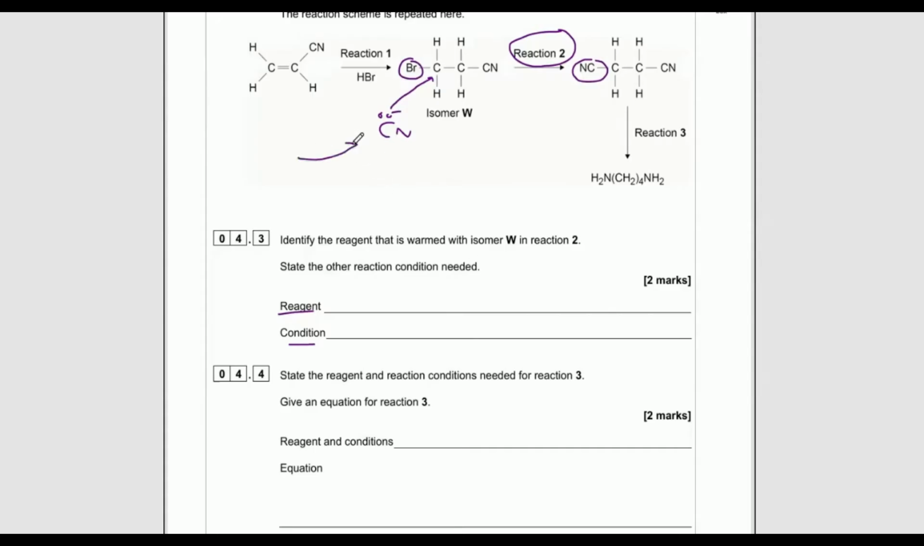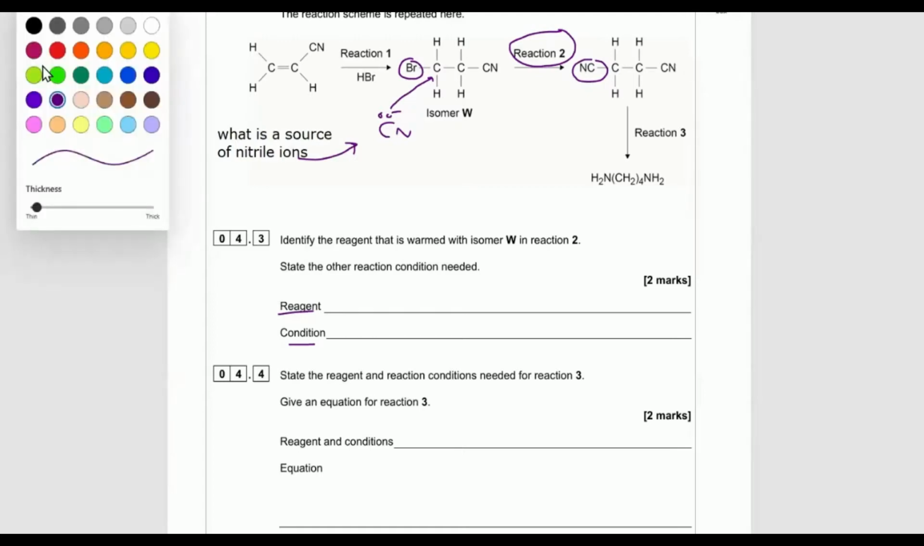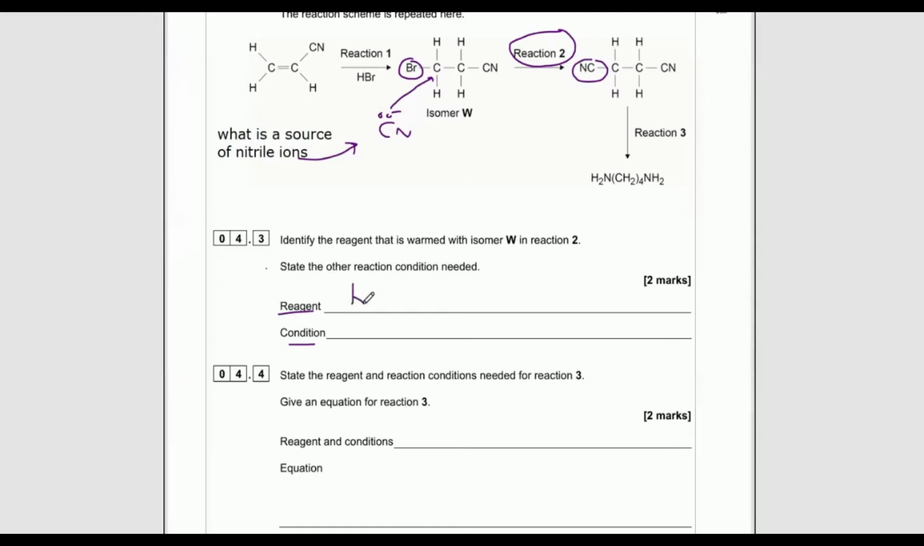Now, what is a source that you know of nitrile ions? What would we use as a reagent to get some nitrile ions? Because you can't just get a bottle of nitrile ions. So you would need potassium cyanide or hydrogen cyanide. We'd actually use potassium cyanide here. Hydrogen cyanide's a little bit dangerous. Or sodium cyanide we could use. And we need them dissolved in ethanol. And there we go. Those are our reagent and our conditions. Now look at the next question.